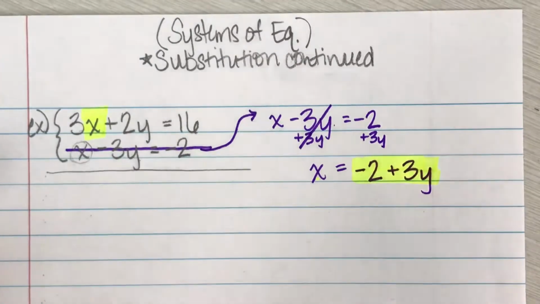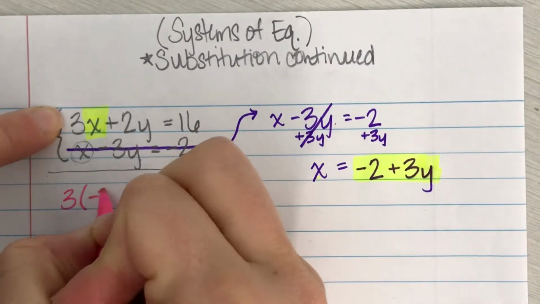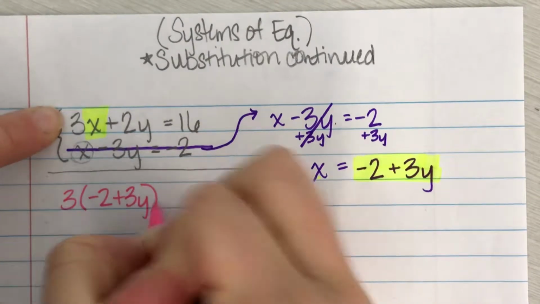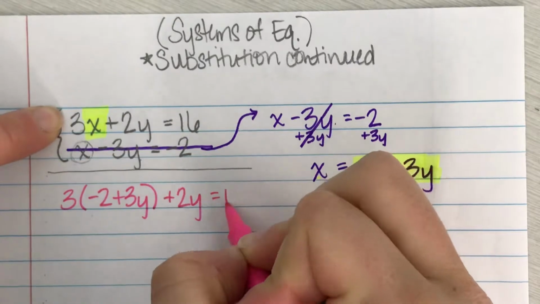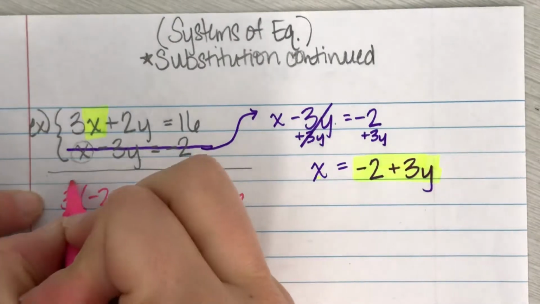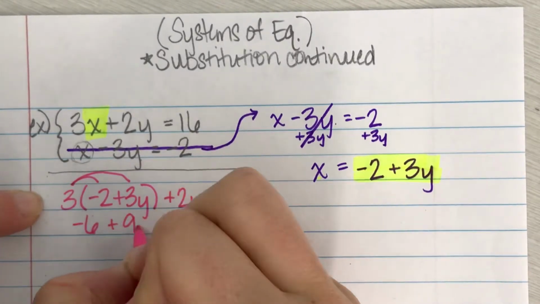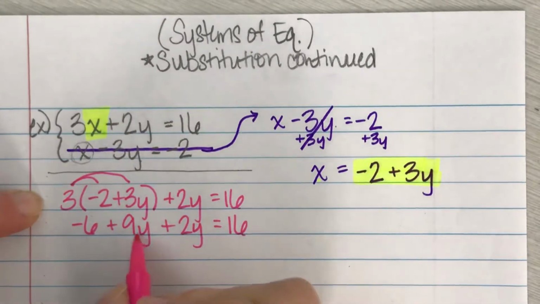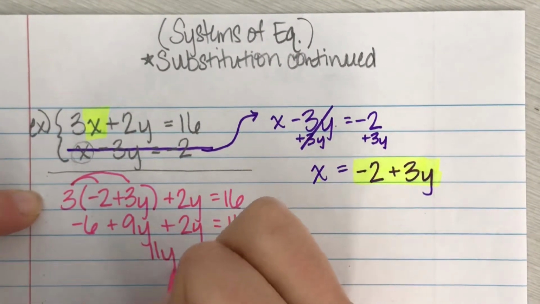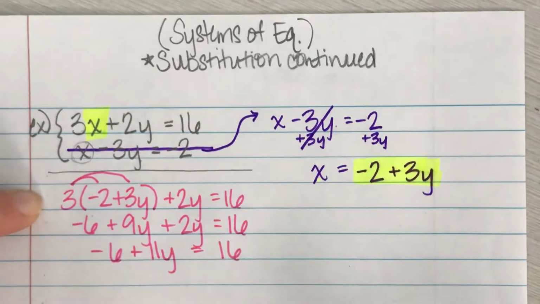So now I'm going to rewrite this top equation, but instead of having an x, I'm going to put my formula, negative 2 plus 3y. Then I've got to finish out the rest of the equation. So plus 2y equals 16. Same as every other problem from this point. So I distribute and get negative 6 plus 9y plus 2y equals 16. Go ahead and combine like terms and you get 11y. So negative 6 plus 11y equals 16.